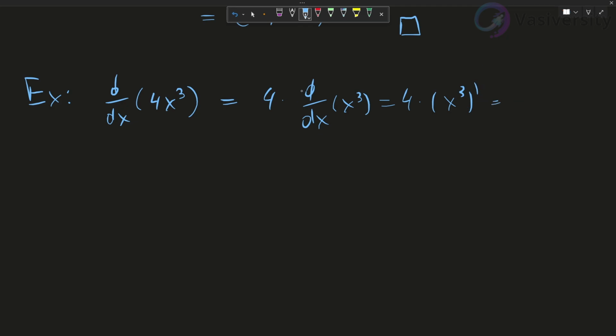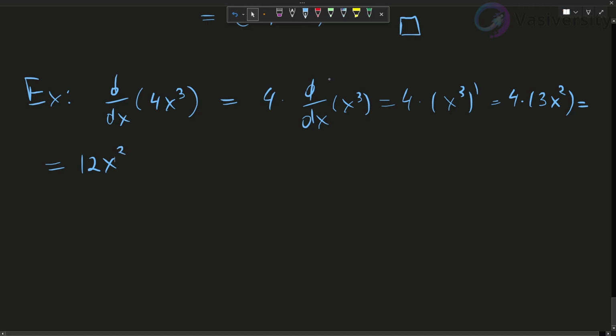The reason why I use d dx here is that later on, when you watch the differential equations course, differential equations use a lot of d dx. And d dx is essentially an operator, and we have to get used to it, so we better start getting used to it in calculus 1. So we're going to have 4 times 3x squared by the power rule. So that will be equal to 12x squared. Ready?